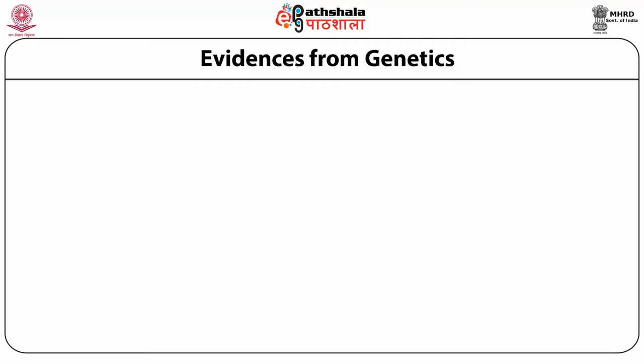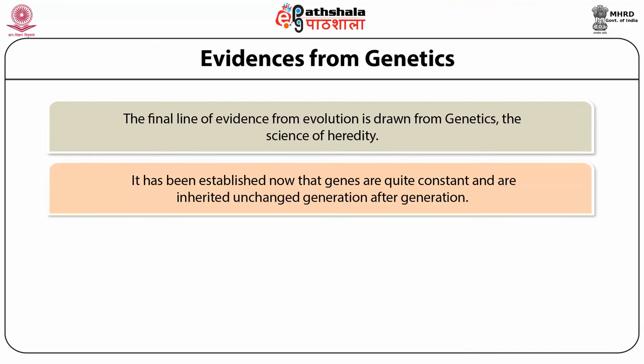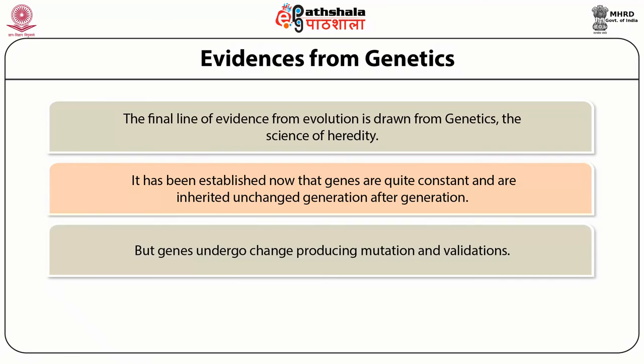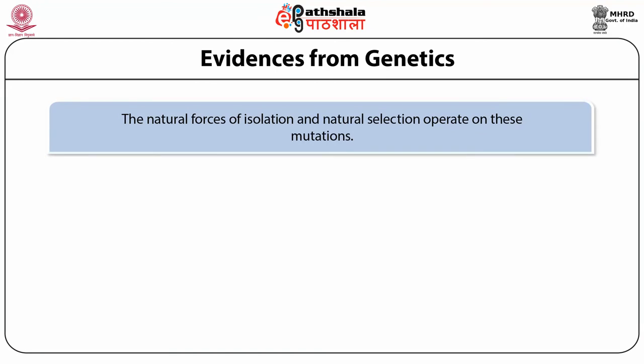Evidences from genetics. The final line of evidence for evolution is drawn from genetics, which is known as the science of heredity. It has been established now that genes, which are the hereditary determiners, are quite constant and are inherited unchanged generation after generation. But genes undergo change, producing mutations and variations. This changed gene determines the character in a different direction than the original.